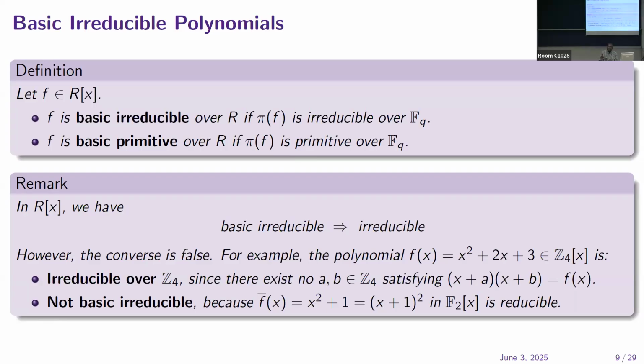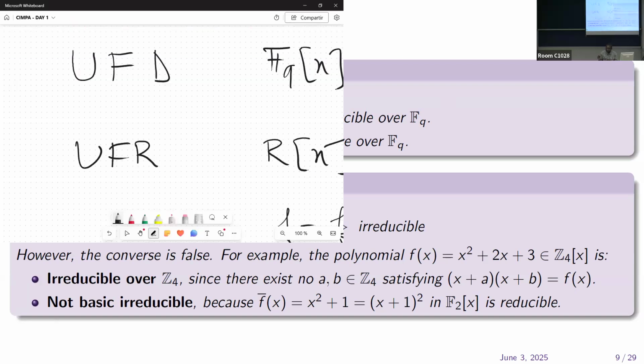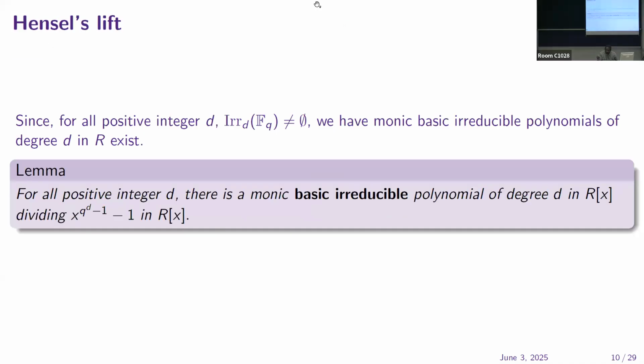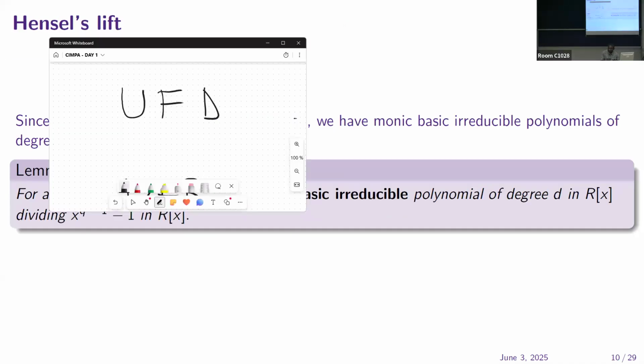A primitive polynomial over FQ is an irreducible polynomial if a root is the primitive element of the unit group of FQ. Explain that.